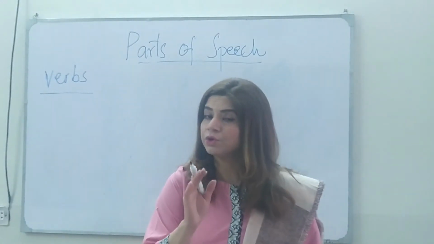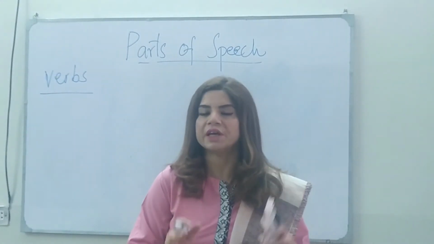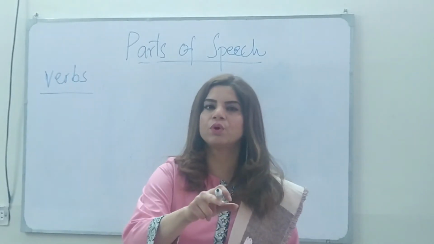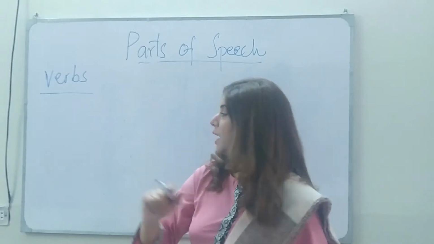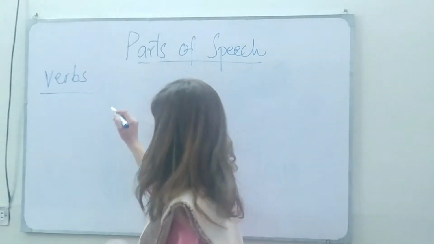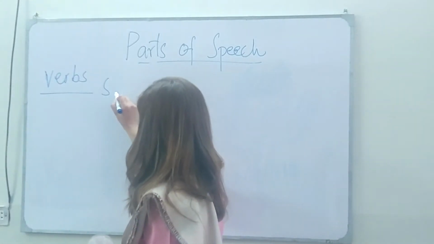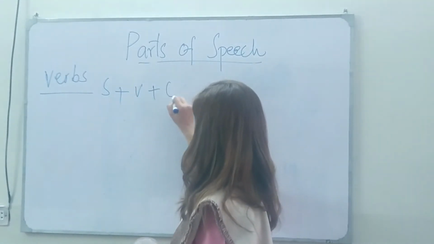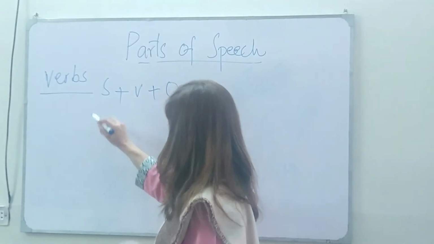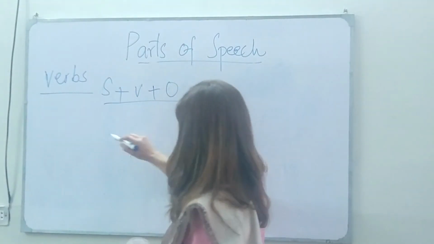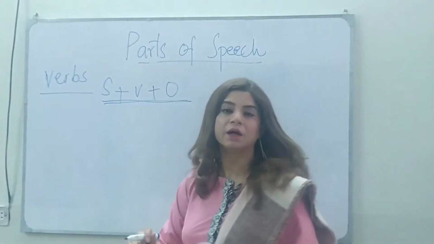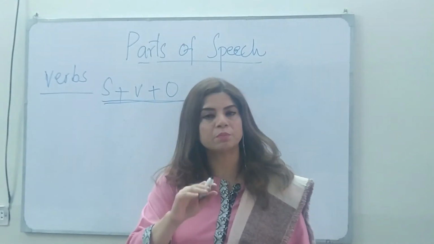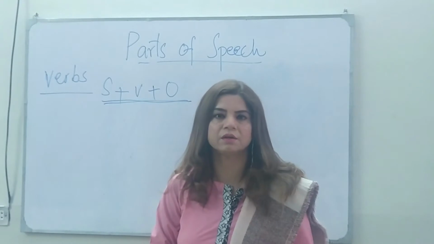Okay, whenever you check what the function of the verb in the sentence is, you will go for the verb. The making of a sentence is like this: subject plus verb plus object. Now in this formula, the subject and the verb, the verb plays the role of predicator.